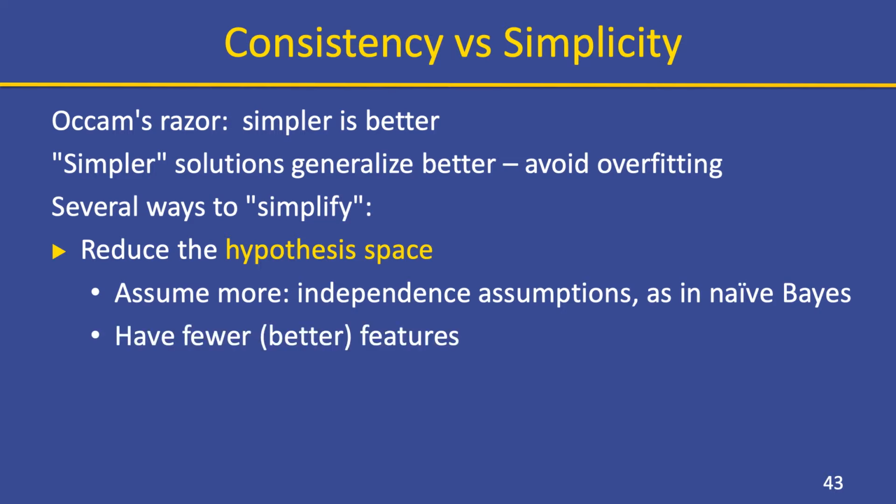Another way to reduce the hypothesis space is to have fewer, but maybe better features. And another way to simplify is to regularize, to smooth. We did that by increasing the value of k in k nearest neighbors, and we also did that with Laplace smoothing in naive Bayes.